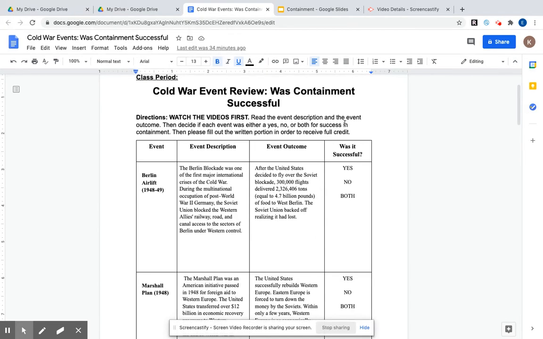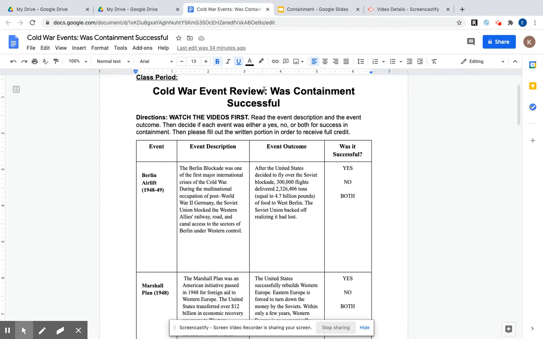Read the event description. This is the event description in the left column, and then also read the event outcome. So you're going to read these two, and then decide if this was a successful means or form of containment. And it could be both. It could be yes and no. It could be it did work a little bit, but it also didn't work. So make sure there is the option of both.